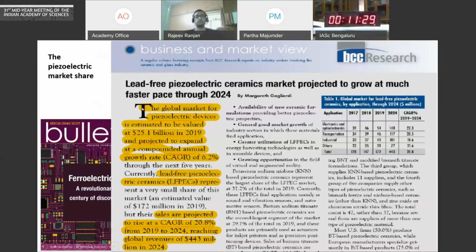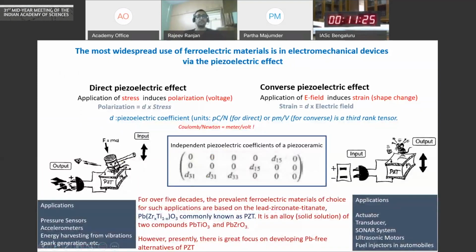The most widely used piezoelectric ceramic material is called PZT. It's an alloy of lead zirconate and lead titanate. It's basically a solid solution. However, because of the increasing environmental concern all over the world, the last 2 decades have witnessed an increasing focus on developing lead-free alternatives of PZT.